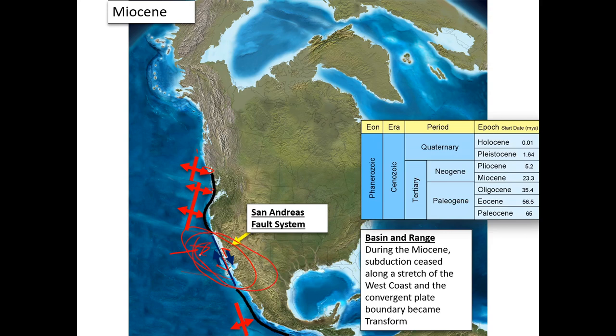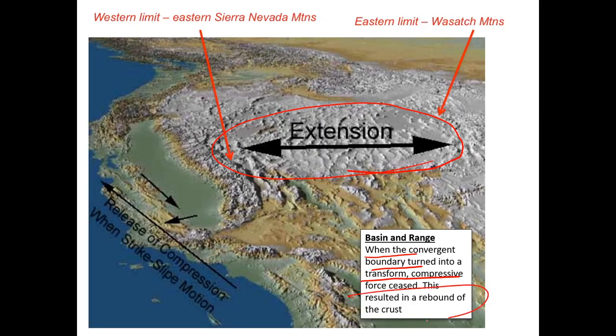This used to be a convergent boundary, but that portion of the Farallon plate is gone. It's not there anymore. It got totally swallowed up, and now it's turned into a transform boundary. So once it turned into a transform boundary, the compression here stopped, okay? And you get basically a resurgence, a rebound of the crust, an extension of the crust.